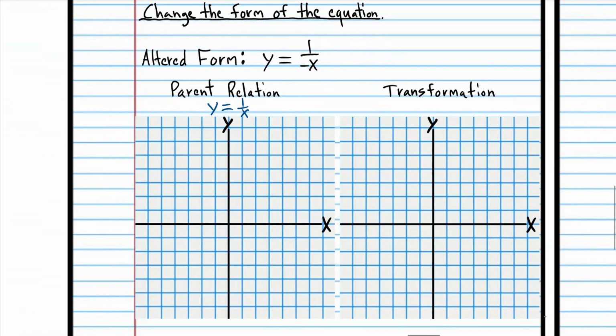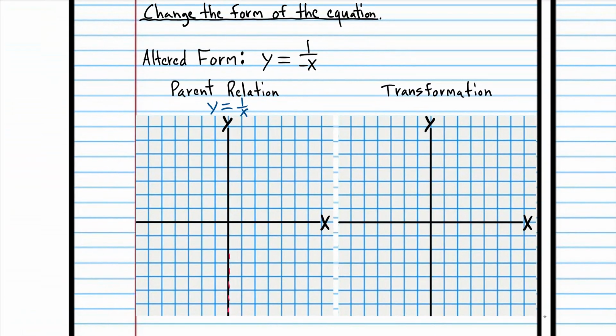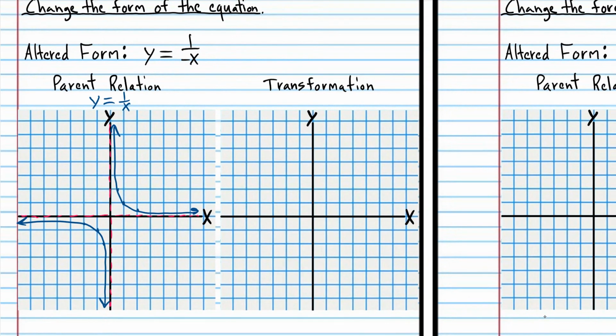In this case, it just so happens that when you reflect the reciprocal parent graph across the y-axis, you get the same graph that you would get if you reflect across the x-axis. So it doesn't really change much, but still, this demonstrates the principle that you can just move that negative down into the denominator. So that's the parent graph.